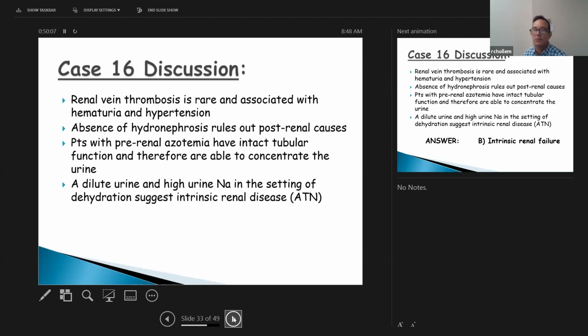So again, renal vein thrombosis, you should have hematuria and hypertension. You've ruled out obstruction with the ultrasound. And just as we talked about, intact versus non-intact renal tubular function.